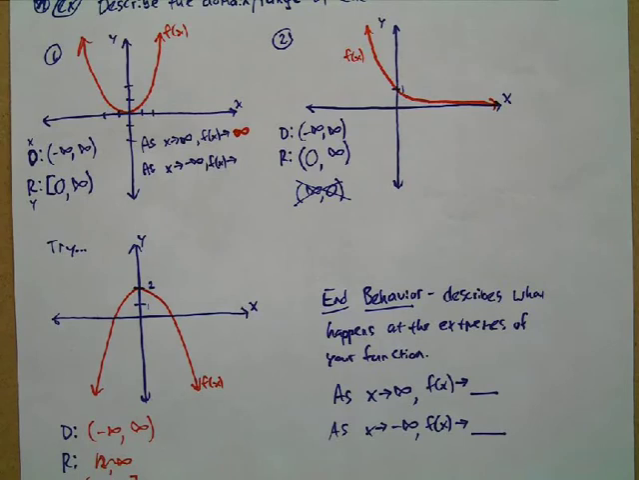As x goes to negative infinity. So now we're going which direction on our graph? To the left. As we go to the left, our y values are going to go which direction? To infinity as well. Yep.